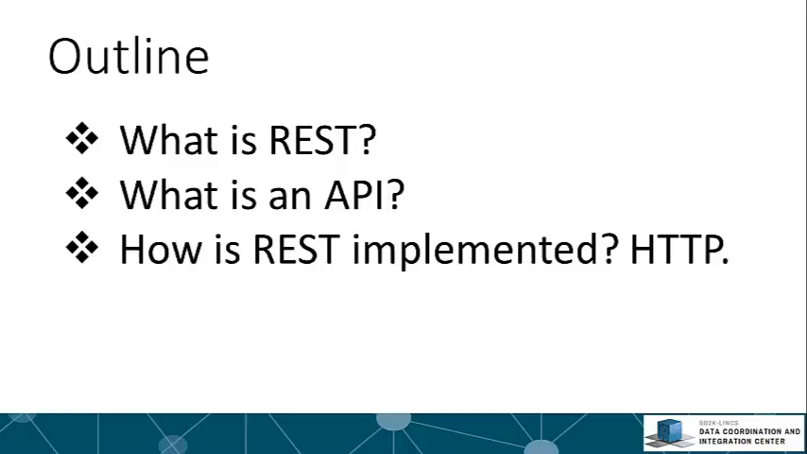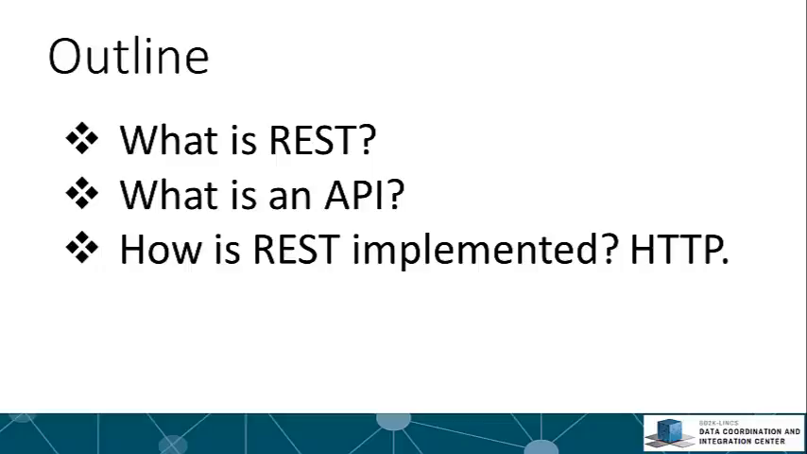Here's an outline of what we're going to cover today. First, we'll talk about REST. As I mentioned on the previous slide, REST is an architectural model for web services. Throughout the lecture, I'll stress that REST is just an idea. It's just a description. Next, we'll talk about APIs.